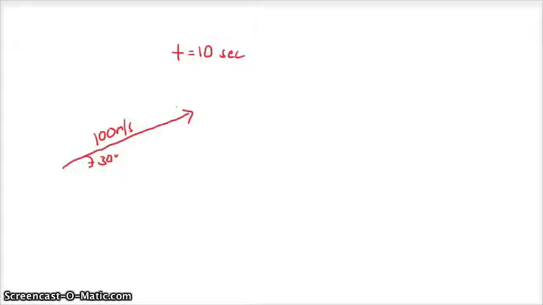Now we're going to continue talking about projectile motion problems and begin to solve for the range. Okay, we're going to use the same example we were just using, with a projectile being launched at a 30-degree angle to the horizon with an initial velocity of 100 meters per second.